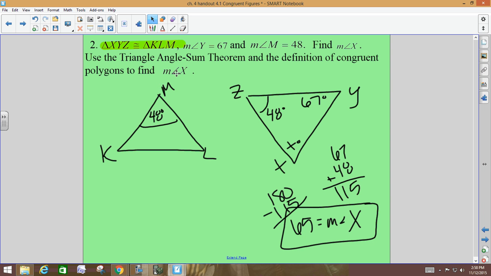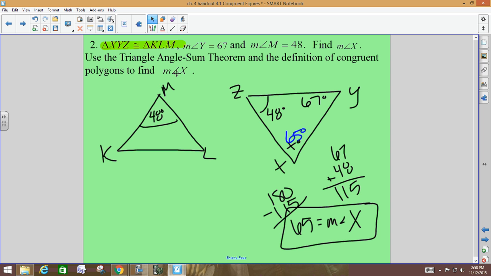Good. So we really used the definition of congruent polygons first, and then used our triangle angle sum theorem. Kendra, since angle X is 65 degrees, how would you classify this triangle based on its angles? Good job.